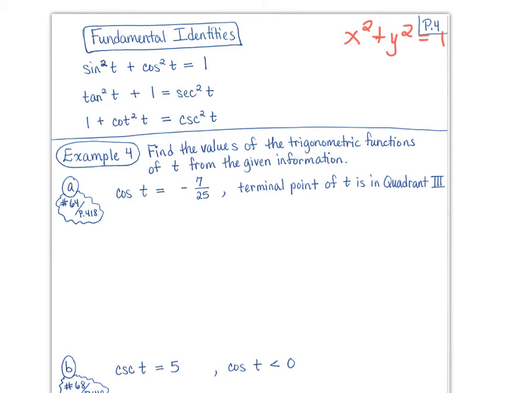Okay? So here, I've given you cosine of t is equal to negative 7 over 25. And the terminal point of t is in quadrant 3. So we have to find the values of the other trigonometric functions based on this information. So what do we know? We know that t is in quadrant 3. So t is given by P of negative 7 over 25, comma, y. That's what we know.